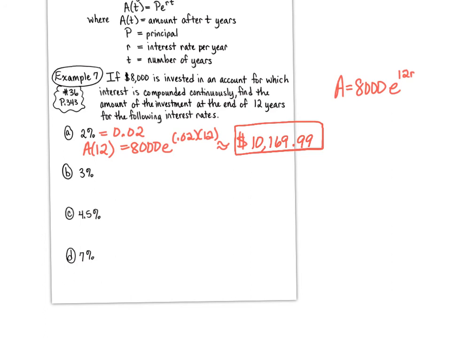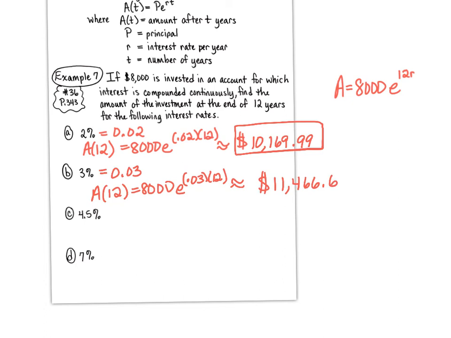So what's the conversion for 3%? 0.03. Good. So A of 12 would be equal to 8,000 e raised to the 0.03 times 12. That's approximately what? $11,466.63, and what? 63 cents. Did everybody get 63? 64. That's 1 cent off. Yeah, but it counts. It needs to be accurate.